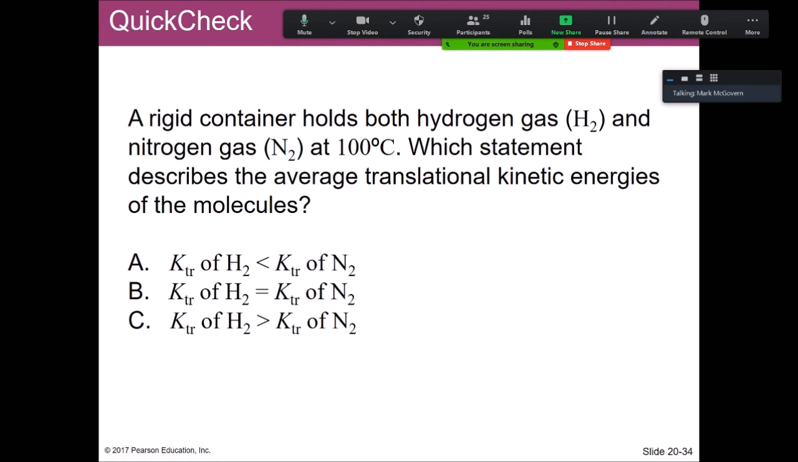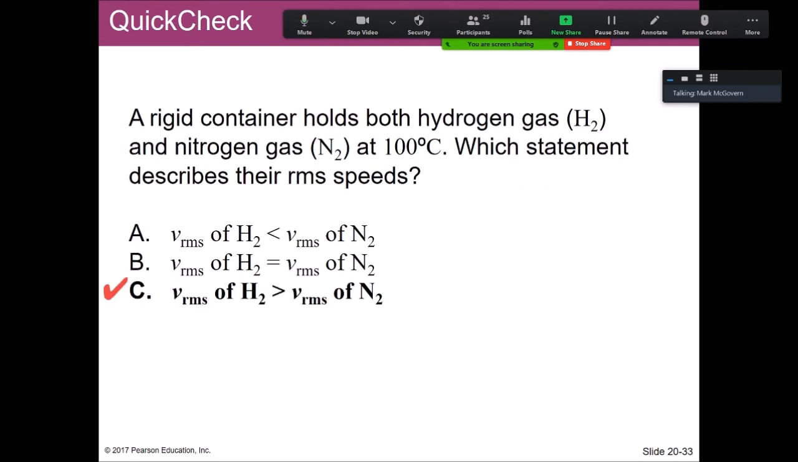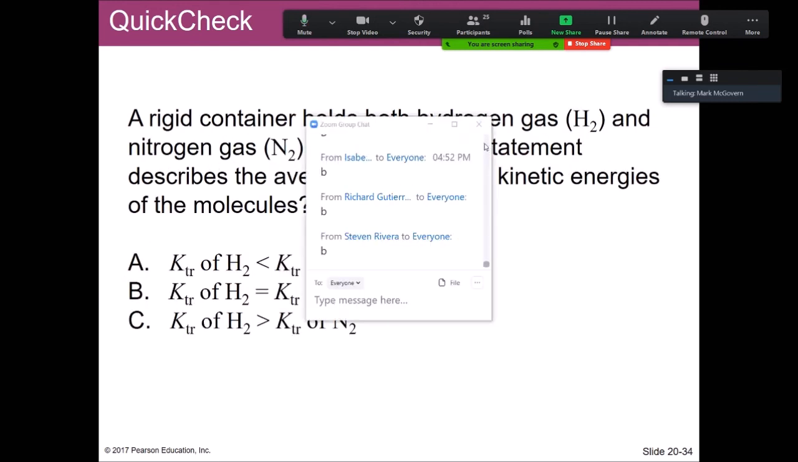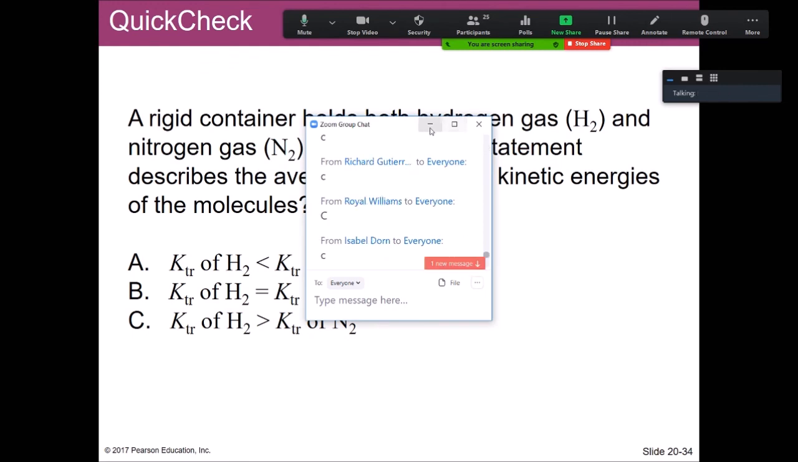All right, so a rigid container holds both hydrogen gas and nitrogen gas. Which statement describes the average translational kinetic energies of the molecules? That was the same question. Oh yeah, they both. I'm not fooling anybody, clearly.